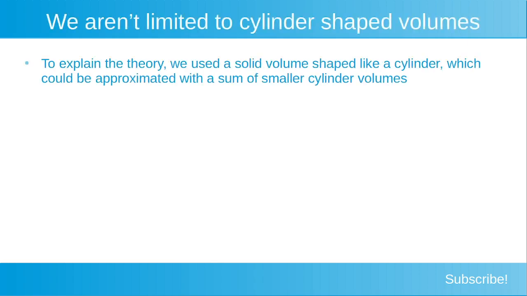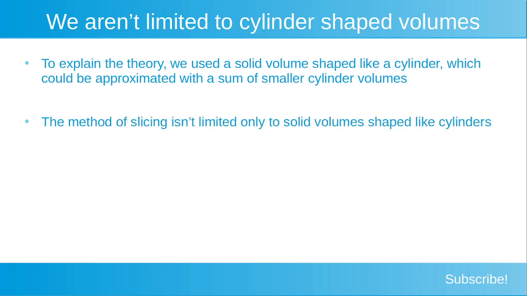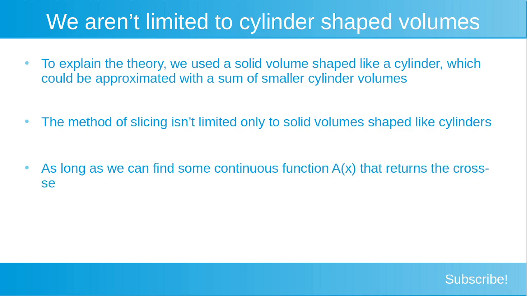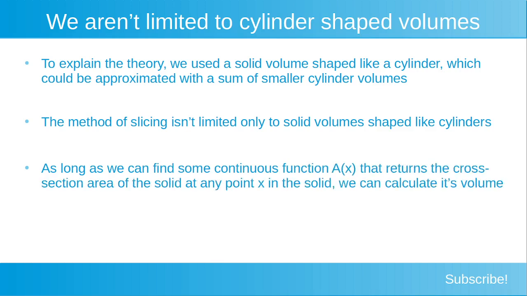We aren't limited to cylinder-shaped volumes. To explain the theory, we used a solid volume shaped like a cylinder, which could be approximated with a sum of smaller cylinder volumes. But the method of slicing isn't limited only to solid volumes shaped like cylinders. As long as we can find some continuous function, A of x, that returns the cross-section area of the solid at any point x in the solid, we can calculate its volume.